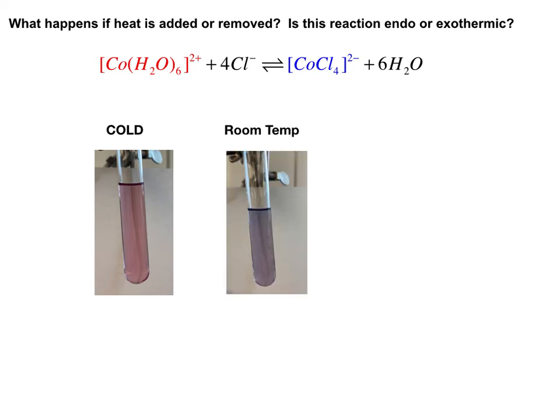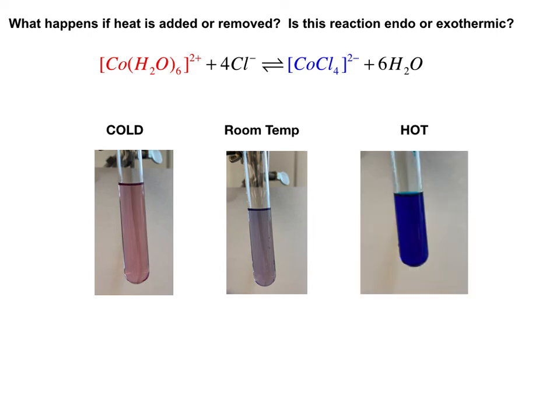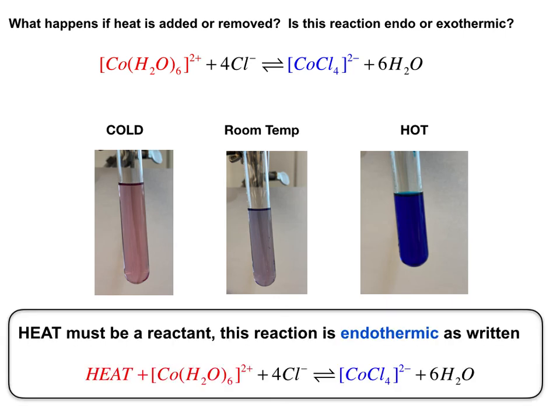If we're at room temperature, we're sort of in this in-between stage. There's definitely some of this pink compound, definitely some of this blue compound. When we're a hot solution, we have a very intense, bright, pretty blue color here. And so the addition of heat is forcing us to the product side. So thinking about Le Chatelier's, if we add heat, we are forcing it to the product side. That is telling us that heat must be a reactant.